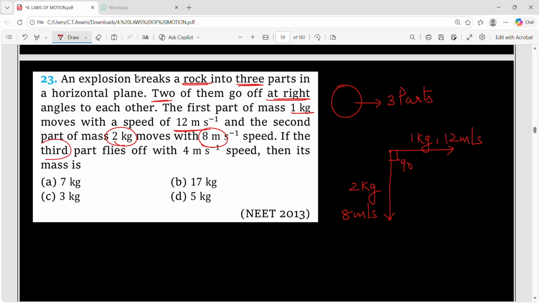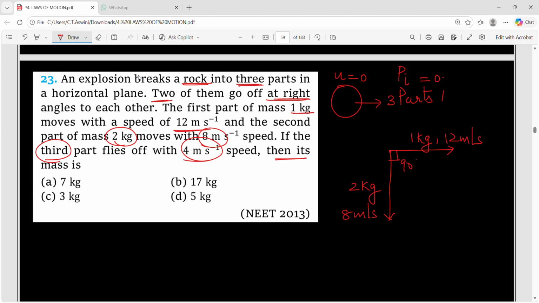If the third part flies off with 4 meter per second, then find its mass. So for the third part, we have to find the mass. Its speed is given, but you have to find its mass. Now tell me, if the 2 pieces are going at right angles to each other, what will be the direction of the third part? See, before the explosion, the initial velocity is 0. So the initial momentum of the whole system is 0.